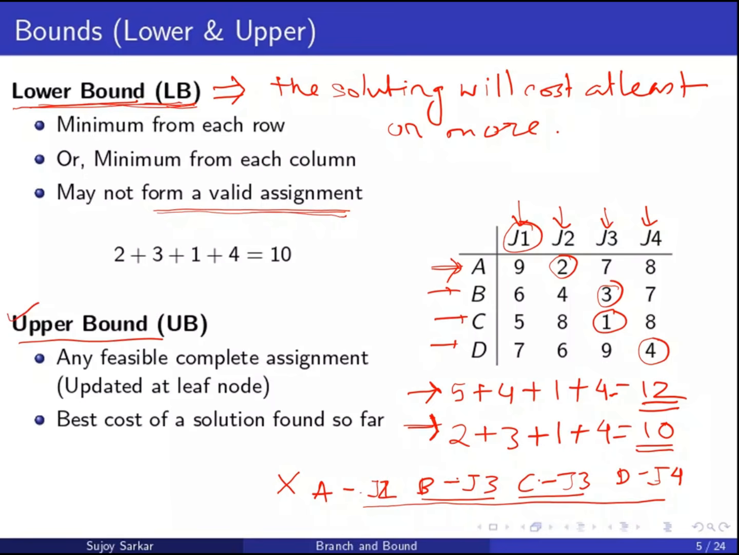And then we will be using another bound called the upper bound, which will tell the best cost solution found so far. So we will be searching the tree, and anytime we find a solution that costs less than the previous solution, we will update this upper bound. So we will improve our search using these two bounds, lower bound and upper bound.